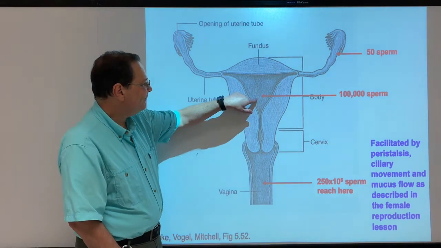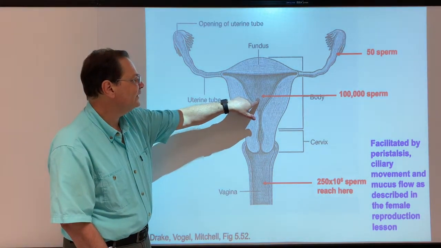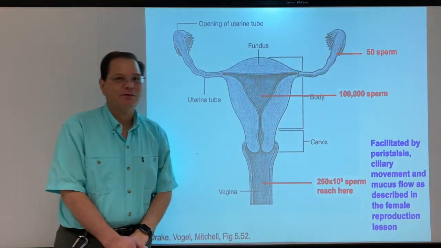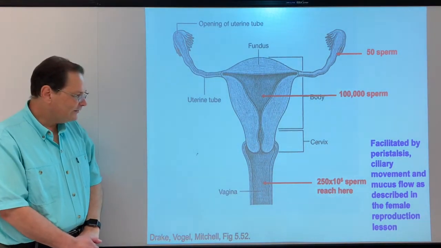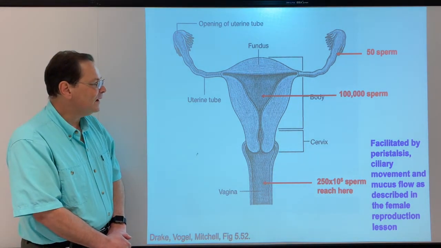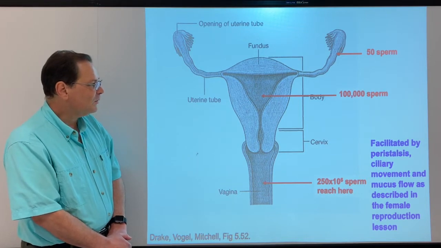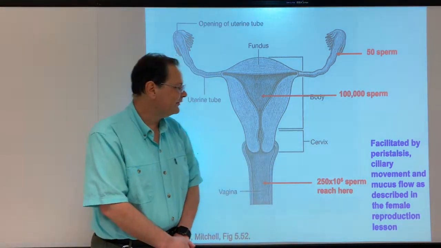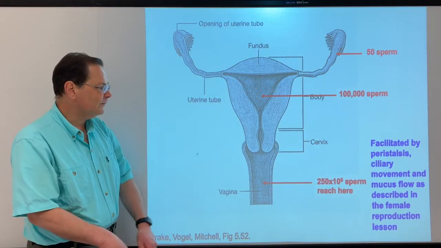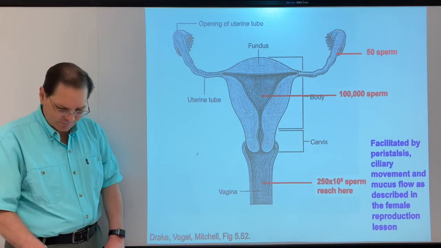But notice that only a small fraction of that number, about 100,000, actually make it into the uterus. And only maybe a maximum of about 50 make it up into the oviduct to the point where they actually have a shot at the prize, and where they can actually fertilize an oocyte. And this process is facilitated by muscular contraction and peristalsis. There's ciliary movement involved and mucus flow, which we've kind of described a little bit, again, in the female reproductive lesson.